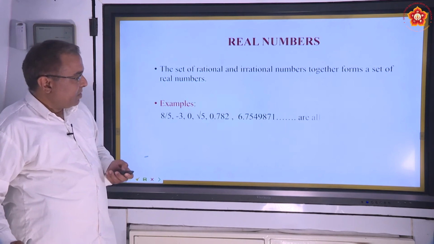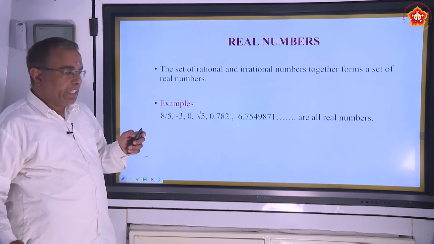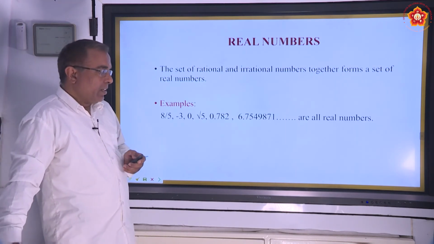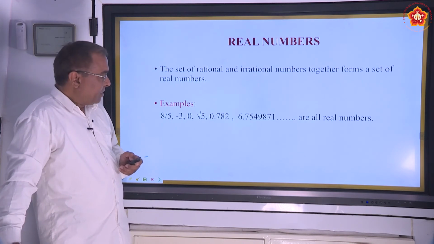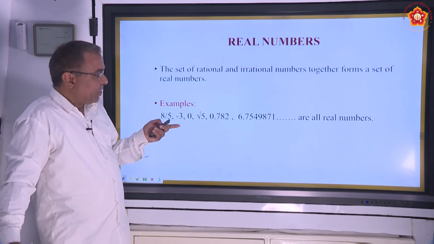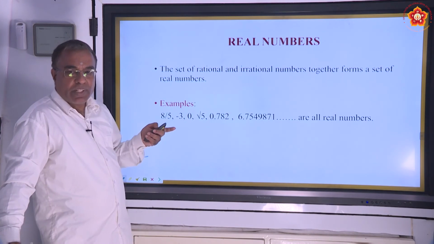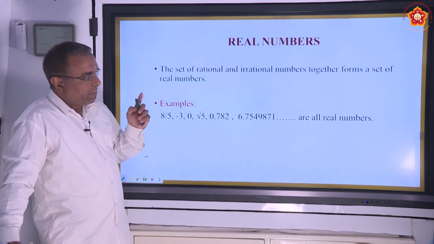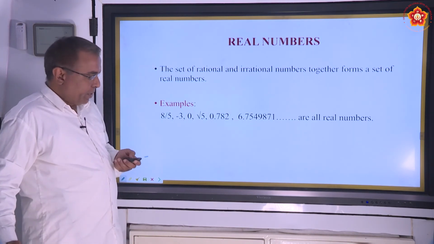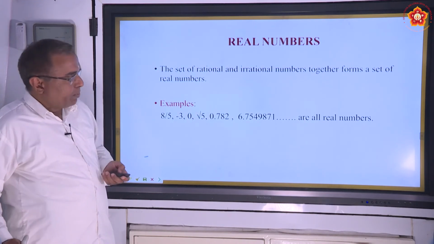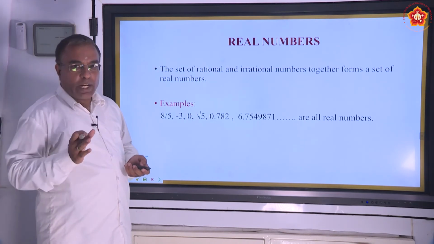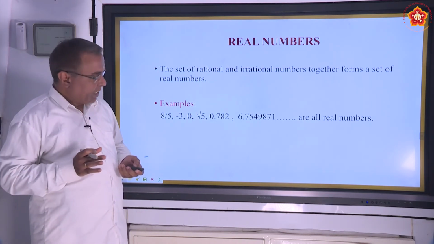Examples: whatever we have discussed till now, everything is going to be under the real number category. Fractions, decimals, irrational numbers, rational numbers, natural numbers, whole numbers, everything will come under the category of real numbers. I have given a few examples. Here also the real number set is going to be infinite.